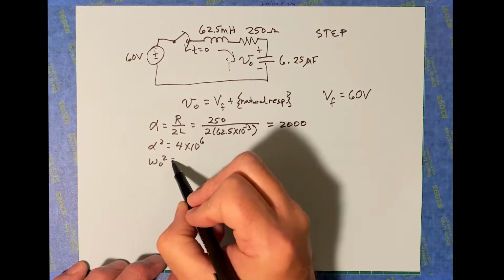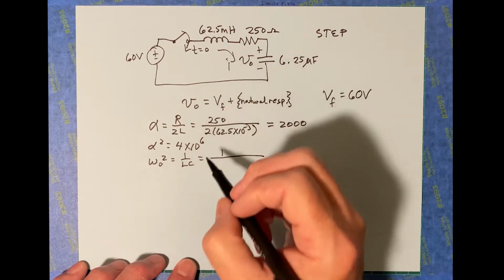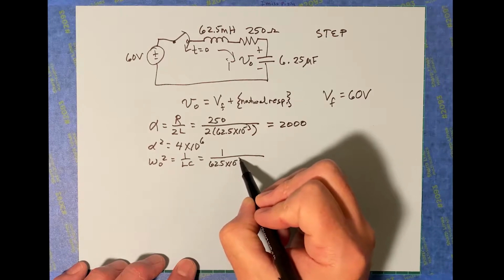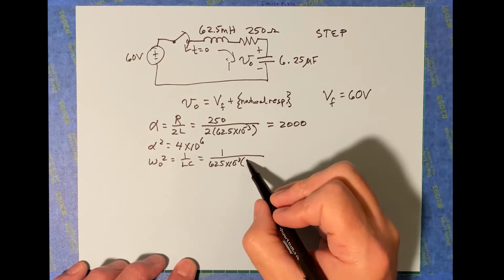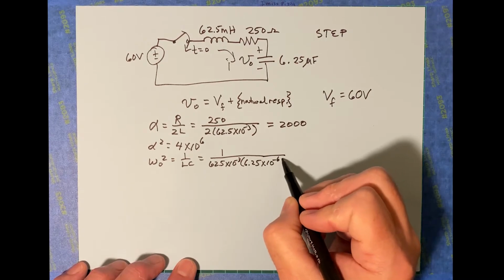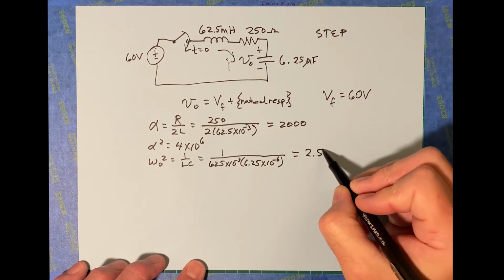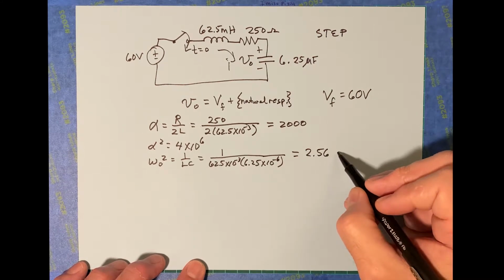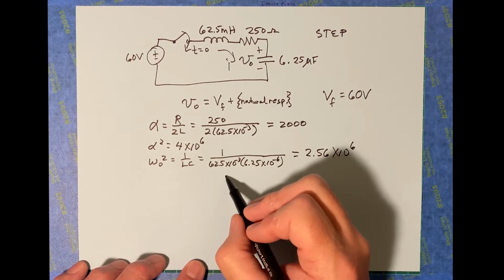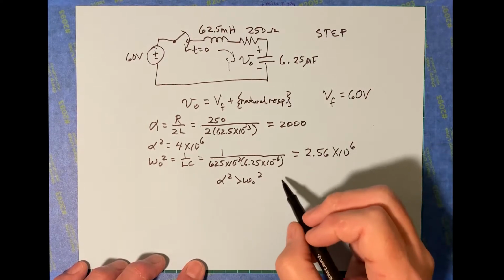Omega naught squared is just 1 over LC, so that's 1 over L, 62.5 times 10 to the negative 3, times C, which is 6.25 times 10 to the negative 6. That turns out to be 2.56 times 10 to the 6. So what have we got? We've got alpha squared greater than omega naught squared. It turned out to be that way.